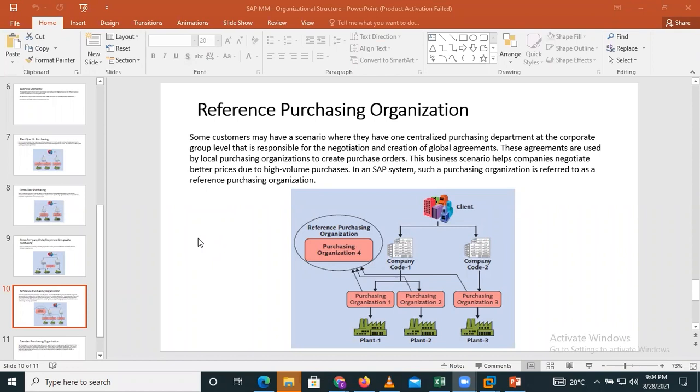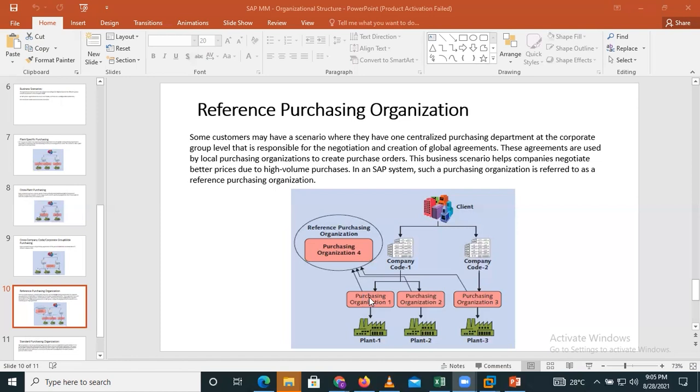So is it possible that for a particular type of order, for a particular type of requirement, we can go to a reference purchasing organization, and in normal activity we can do the cross-plant purchase? Yes, that is possible with reference purchasing organization conditions. So what happens? Suppose you want to procure a material and you want only 10 quantities.